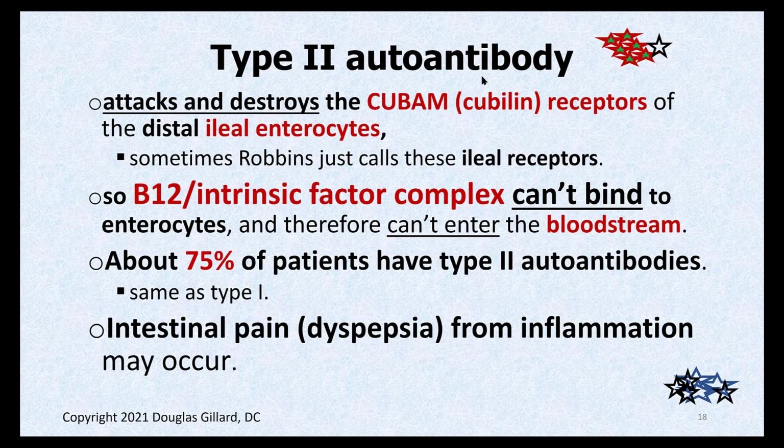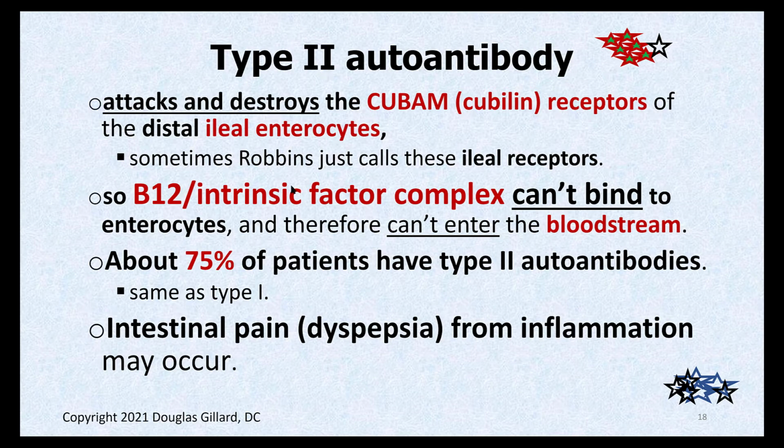Type 2 autoantibodies, another one. About 75% of the patients will have type 1 and type 2 autoantibodies. This one does not affect the stomach. So the stomach won't be destroyed, but it does hit the cubilin, aka Cubam receptors. So that's what it targets. If you inflame the Cubam receptors in the distal ileum, you can't reabsorb B12 and intrinsic factor. It goes through, ends up in the toilet. So you're going to be without vitamin B12, and you're going to have megaloblastic anemia and all its sequelae.